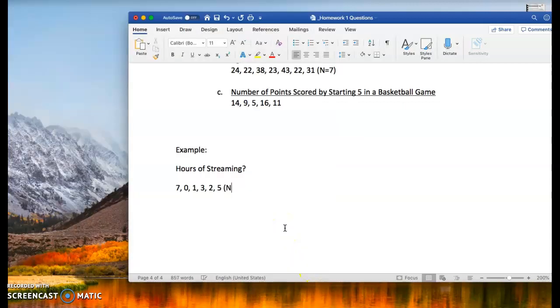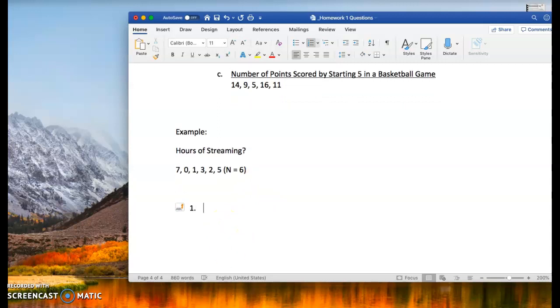This would mean that we have an N of 6. N stands for sample size, and so N equals 6. The first step in calculating the variance and standard deviation is to find the mean. So let's go ahead and do that.